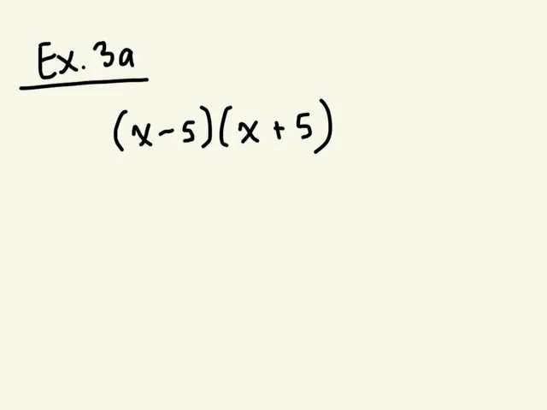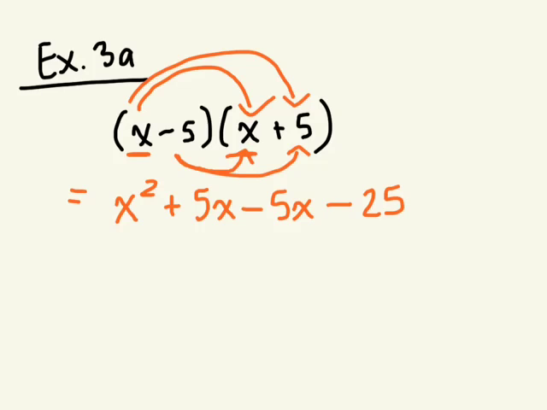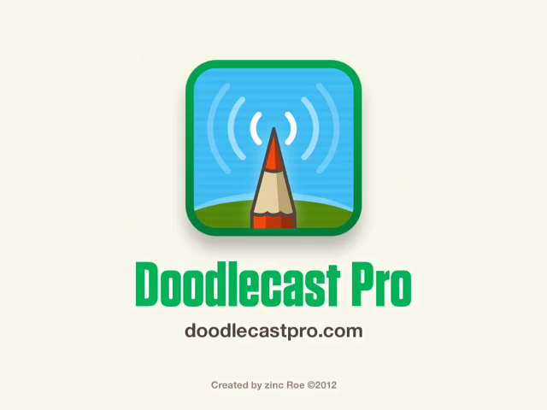First terms: x times x, x squared. x times 5 is positive 5x. Then the negative and negative is a positive. Negative 5 times x, negative 5x. And negative 5 times positive 5, negative 25. What did you notice here when you simplify? They cancel each other out. We have an x squared. What's 5x take away 5x? 0x. 0 times anything is 0. So do I need to write 0? No. That's the answer.